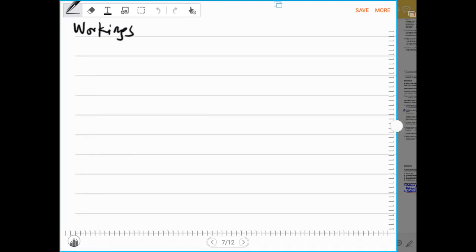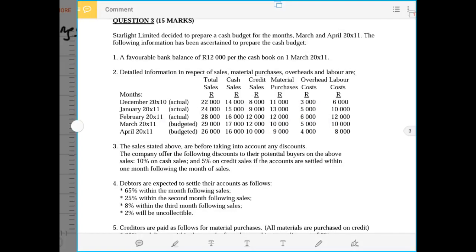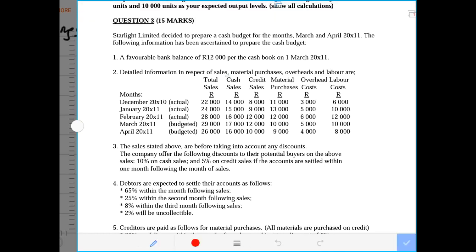Or let us just calculate our cash sales first. So now we start with our cash sales. Out of the cash sales, we know that 10% on the cash sales is given. There is a 10% discount on cash sales, and 5% on credit sales if the accounts are settled within 1 month following the month of sales. So now we are still focusing on the 10% of the cash sales.